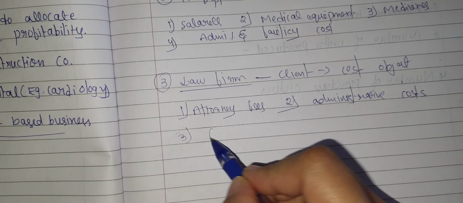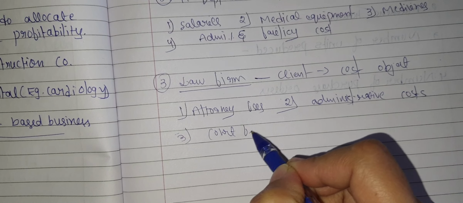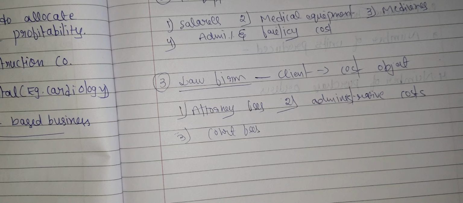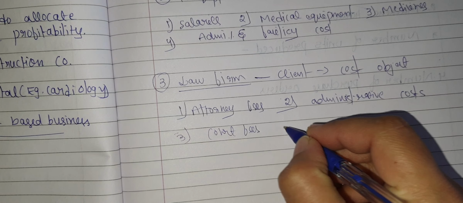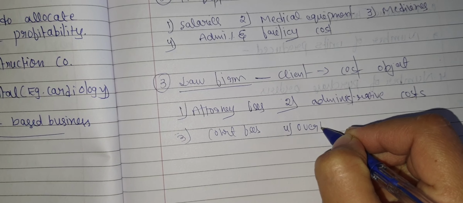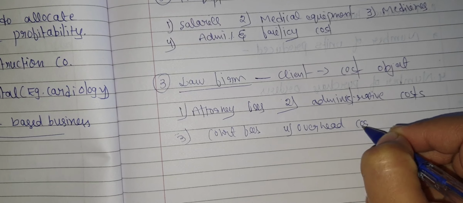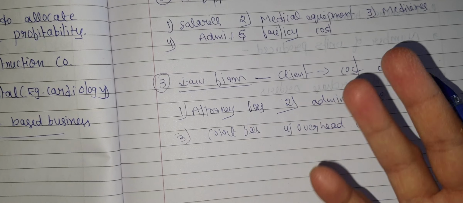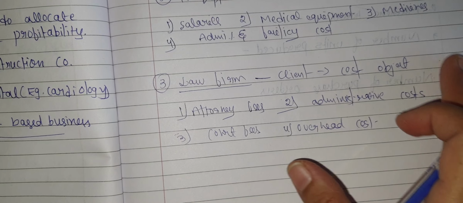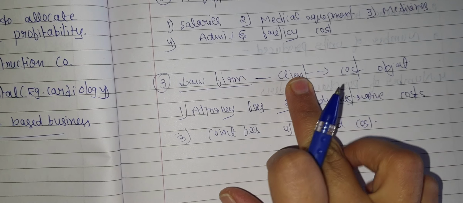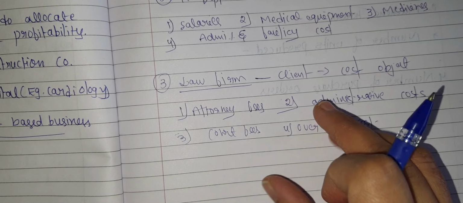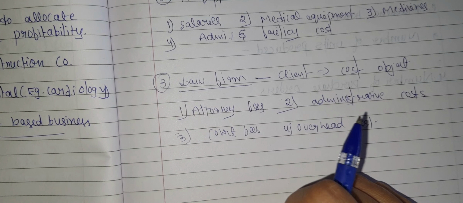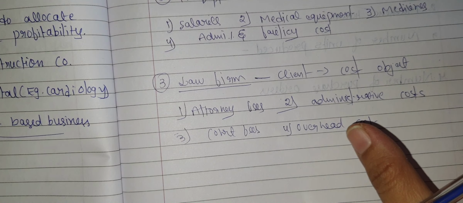And third, court fees, meaning expenses related to filing cases. And the fourth one is overhead cost, meaning office space, utilities, or technology used for the clients. So by treating each client here as a cost object, the firm can determine how much it costs to serve them and ensure appropriate billing.